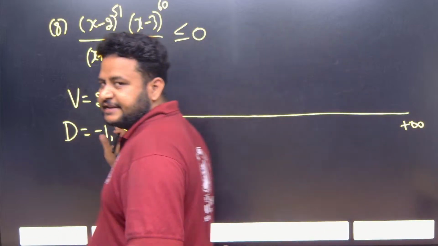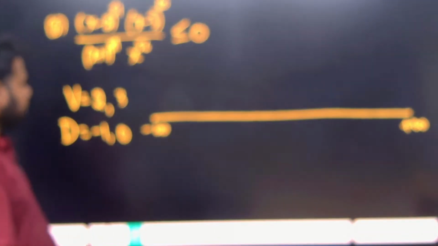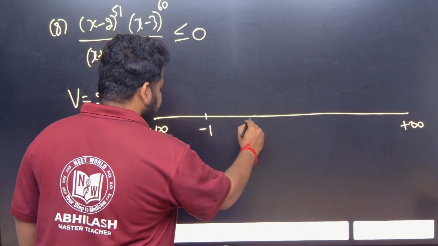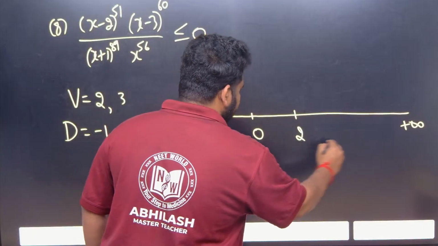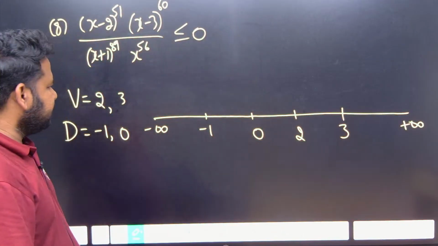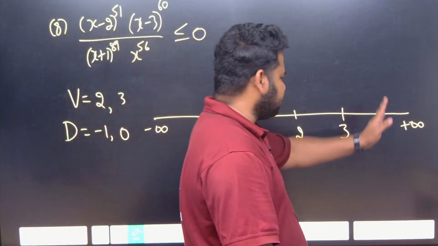Now we have to arrange these values, the vanishing points and discontinuous points, in ascending order. That gives me minus 1 as the first value, the next value is 0, and the next values are 2 and 3. Now see here, I have to start from the right-hand side.